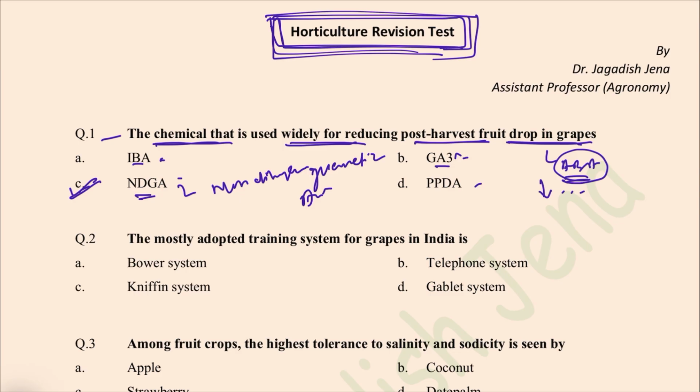Then PPDA, that is phenyl phosphorodiamidate, is basically a urease inhibitor. If we talk about N-phenyl-p-phenylenediamine, that chemical acts as an antioxidant and anti-ozonant, often used in rubber, and is not primarily a fruit thinner or fruit regulator.